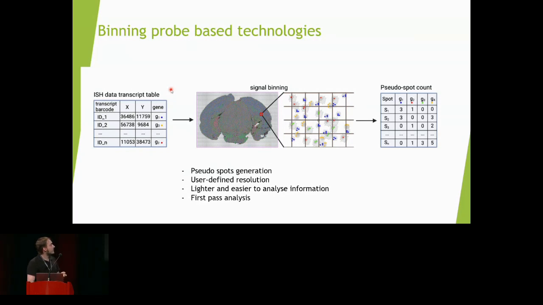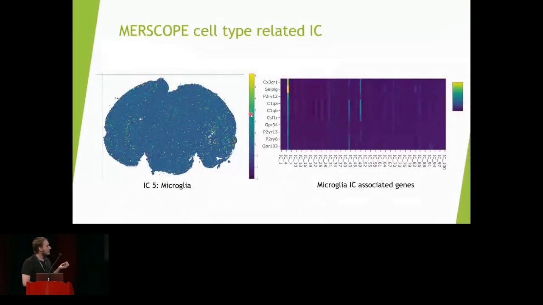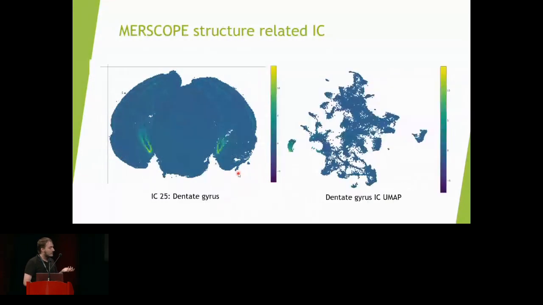We've used it, for instance, here with the MERSCOPE mouse brain receptor map with a 40 micrometer binning. We were able to find that 254 genes contributed to these ICs. And as we can see here, with clustering we are able to reconstitute the organization of the mouse brain tissue too. Just like Visium, we are able to detect sparse cell signal, as well as specific mouse brain areas.